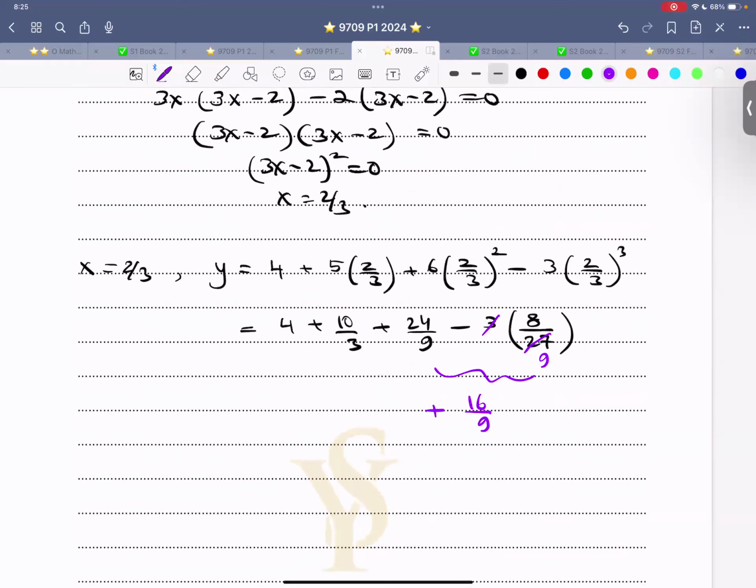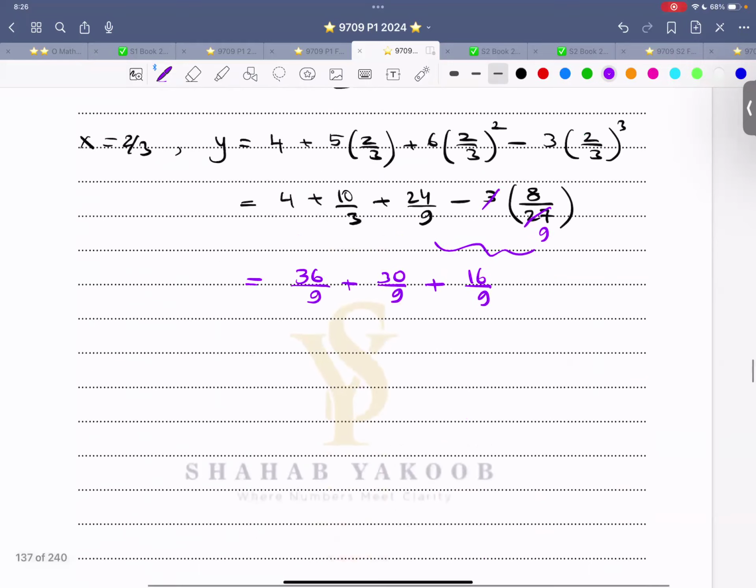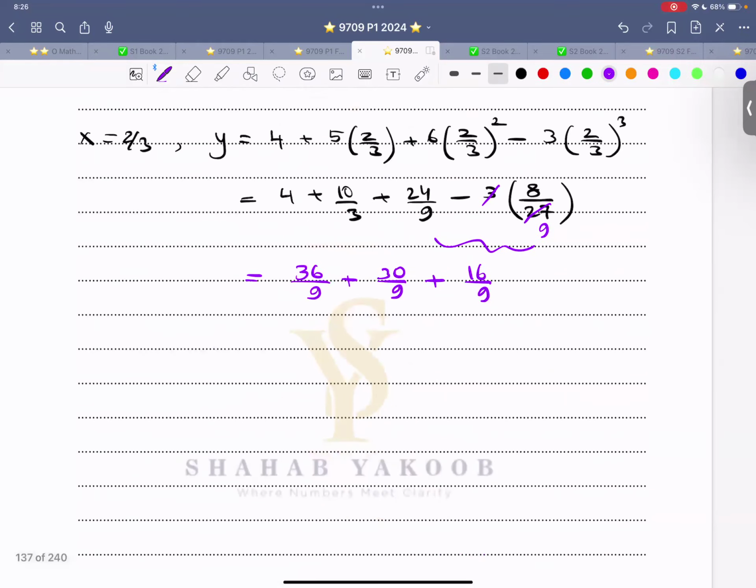That is good. 10 over 3 multiplied by 3 is 30 over 9. And this is 4, so 4 can be written as, we need a 9 at the bottom, 4 9s are 36, 36 over 9. If this is all positive, therefore 36 plus 30 is 66, 76, 76 plus 6, that is 82 over 9.